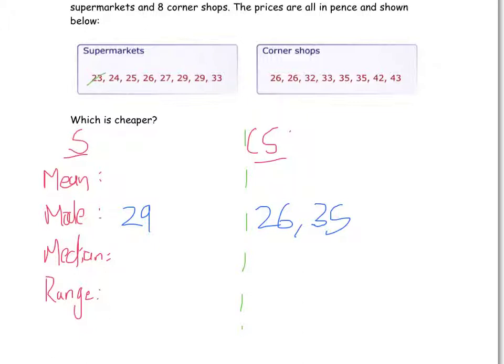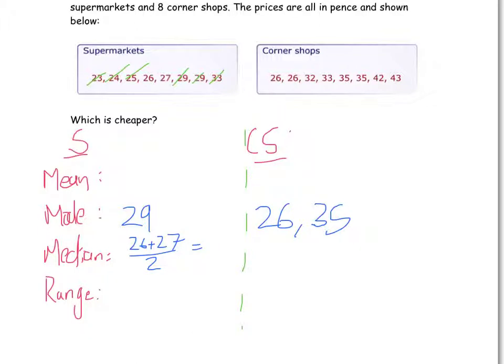So 23 and 33, 24 and 29, 25 and 29. Please make sure, before you go and find the median, you've got the same number crossed off both sides. So I've got 1, 2, 3 off the left and 1, 2, 3 off the right. Now we have 2 values in the middle, so what we have to do is add those up, so 26 and 27, and then divide that by 2.